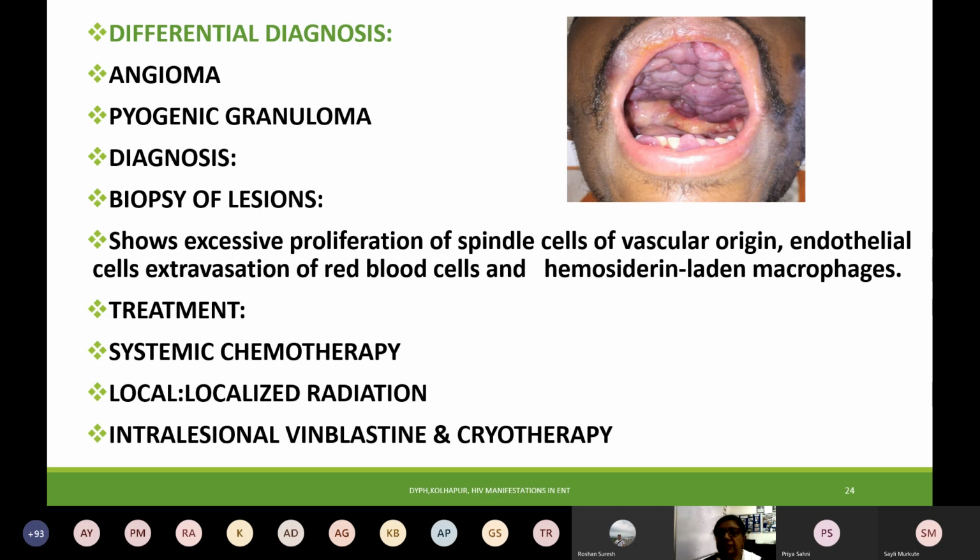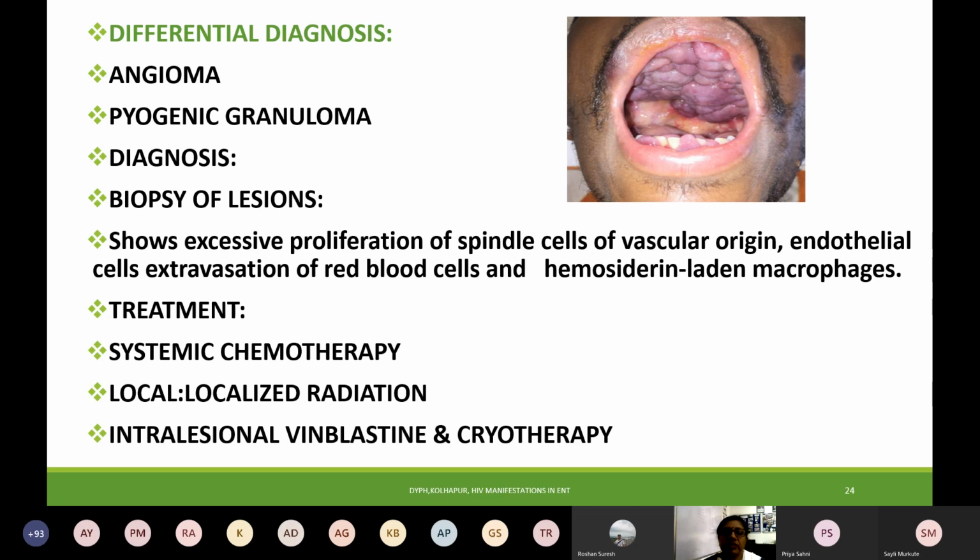So what are the differential diagnoses? See, you can see the Kaposi's sarcoma. See how it is seen. The differential diagnoses are angioma, pyogenic granuloma. How will you diagnose? Only by biopsy of this lesion.